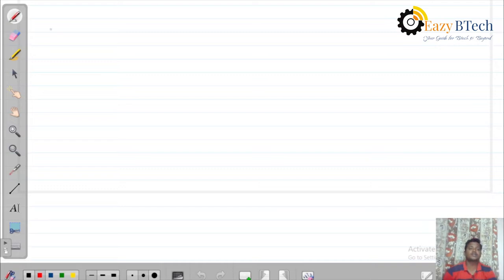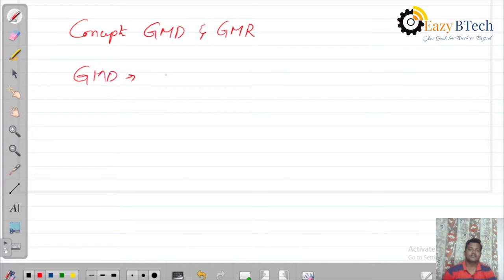Today we'll learn about the concept of GMD and GMR in transmission lines. Okay, what does GMD mean? GMD is nothing but geometric mean distance.